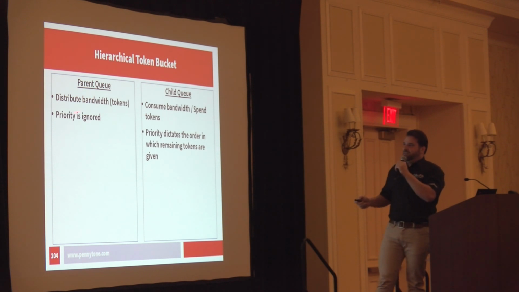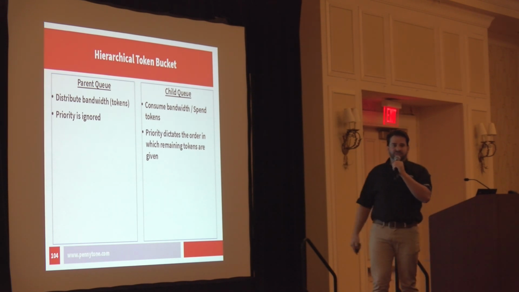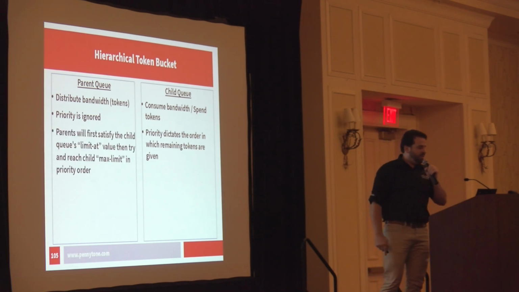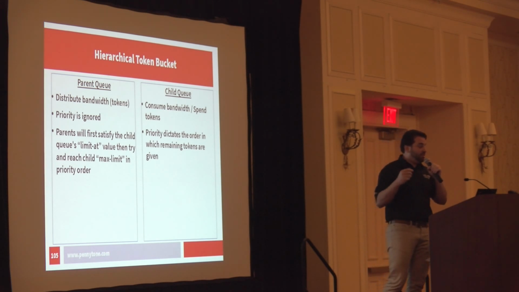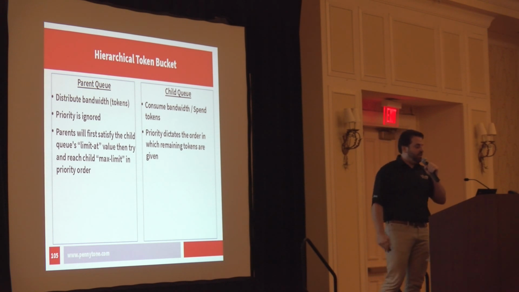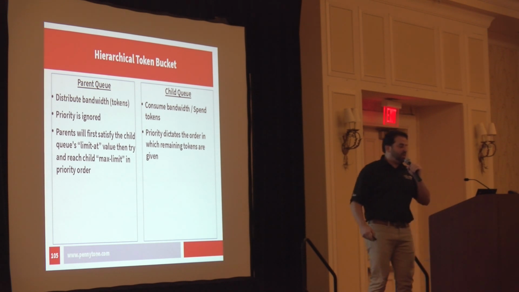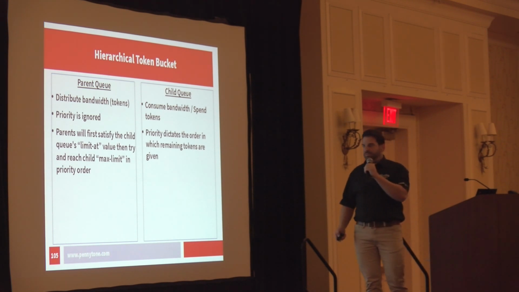So on a parent queue, the priority is ignored. And on a child queue, the priority dictates the order in which remaining tokens or bandwidth is given. The parent is first going to try to satisfy the child queue's limit-at value, which is their guaranteed bandwidth, and then it's going to try to reach the child's max limit if there's any bandwidth left over. This happens in priority order. I'll show you that in a second.